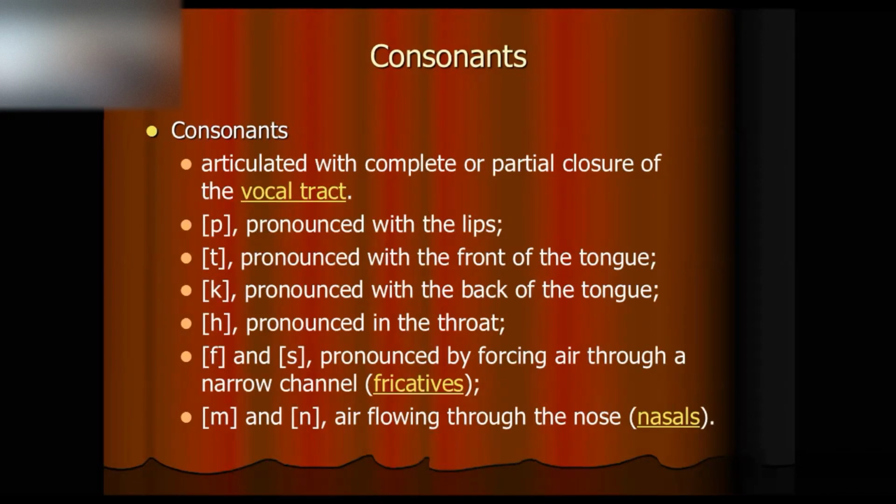Consonants. Consonants have more subcategories. Consonants are articulated with complete or partial closure of our vocal tract, like P, pronounced with the lips, T, pronounced by the front of the tongue, K, pronounced with the back of the tongue, and sounds pronounced in the throat, fricatives. They are pronounced by forcing air through a narrow channel.